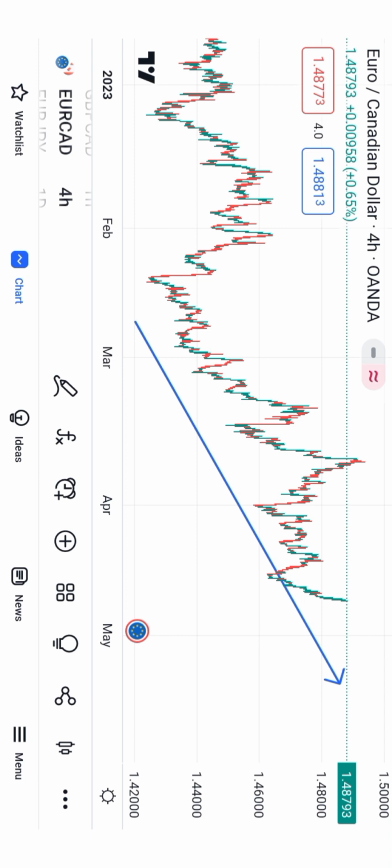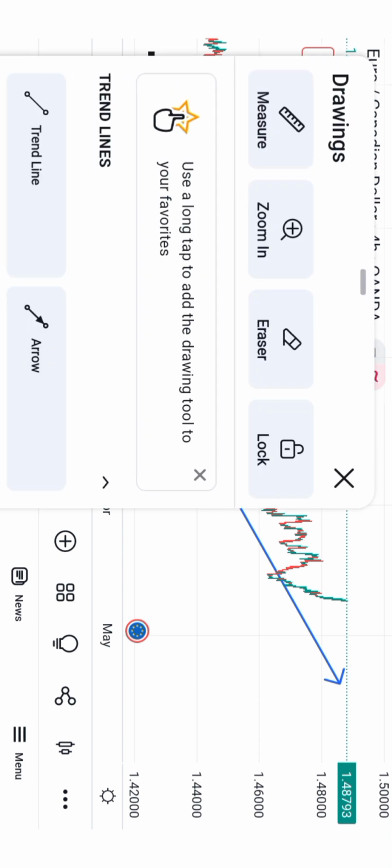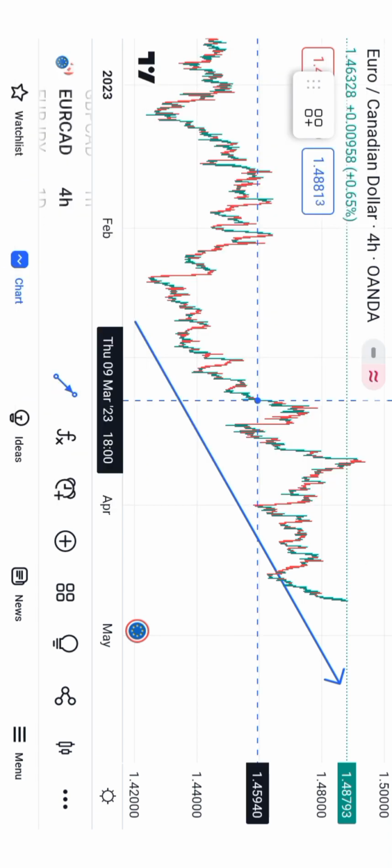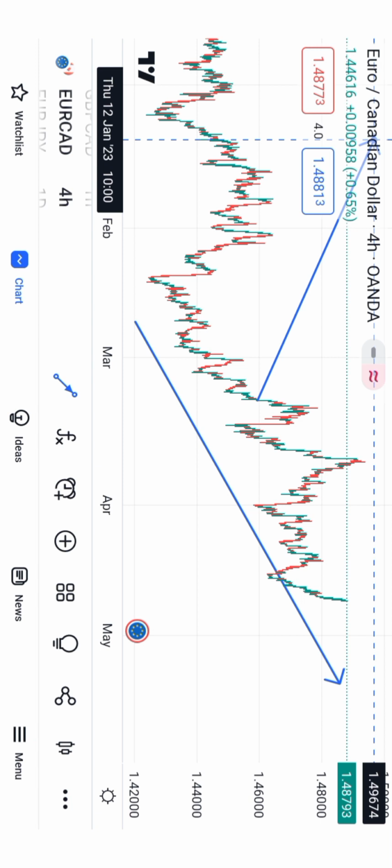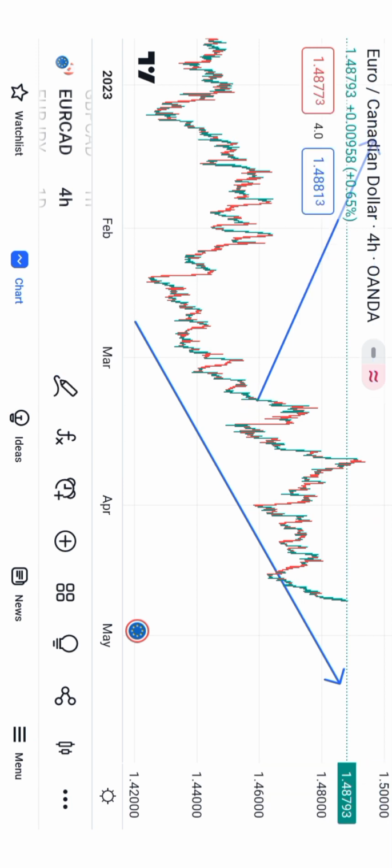Or if you're doubting your analysis in Euro Card, you can come and confirm your strategy with GB Card. That's it. If you're doubting your strategy in one, you can come and confirm your strategy in the other, because forex trading has no feelings. It's either you are on the track or you're out of the track.